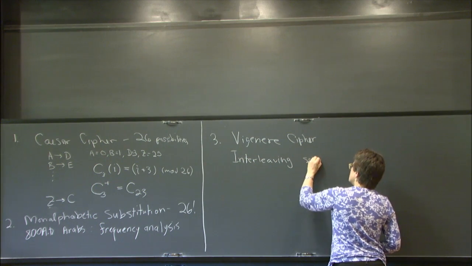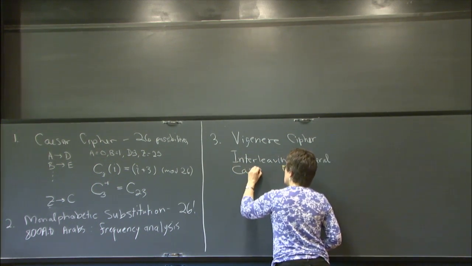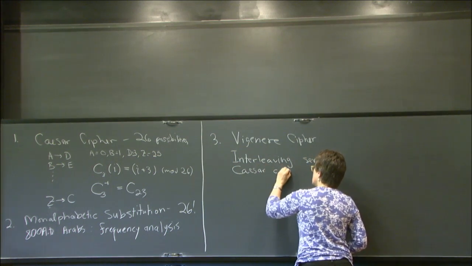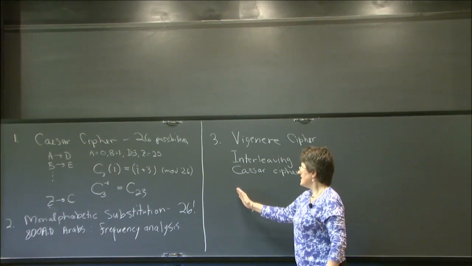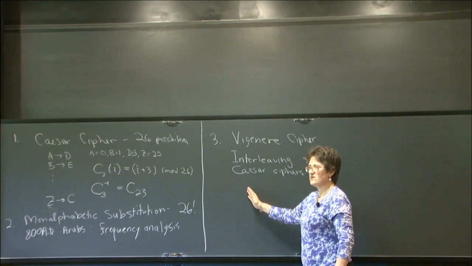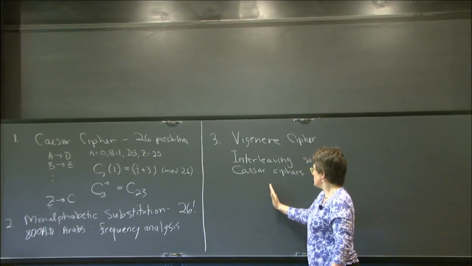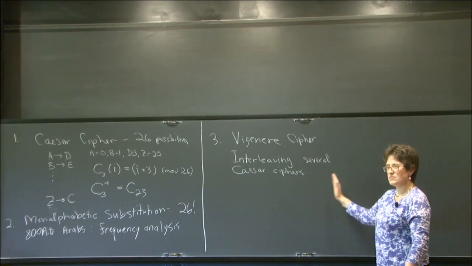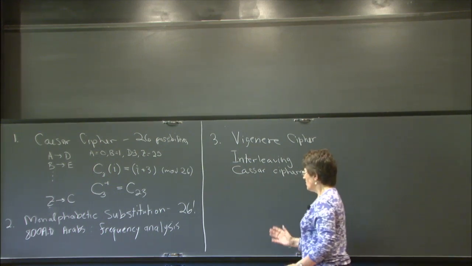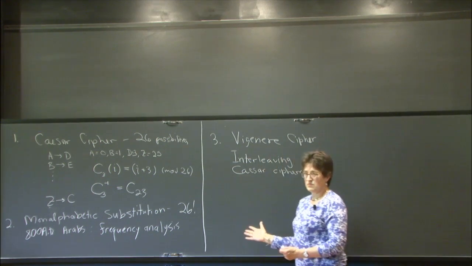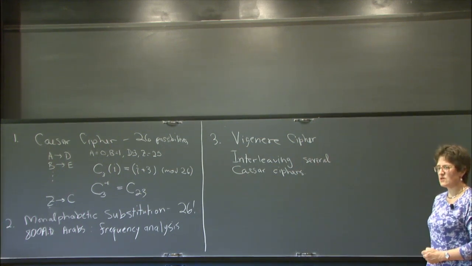several Caesar ciphers. Okay, so you shift by 3, then the next letter you shift by 7, then the next letter you shift by 14, and so on. And then maybe after some time you repeat. So it has some period. Okay, so this was actually secure, I've heard, for 300 years until an attack was found against this system.